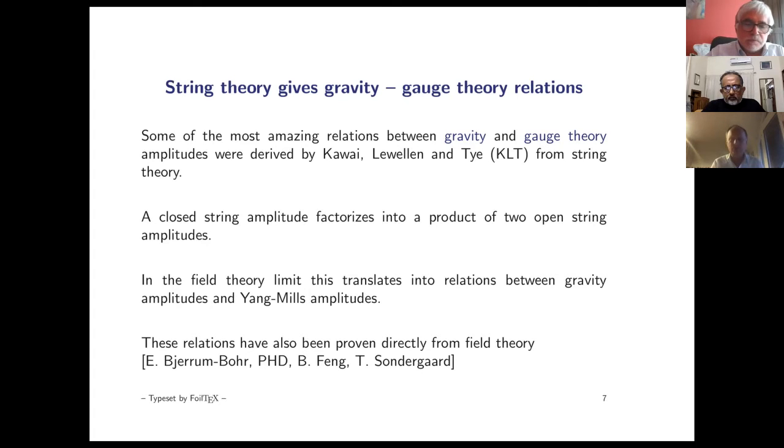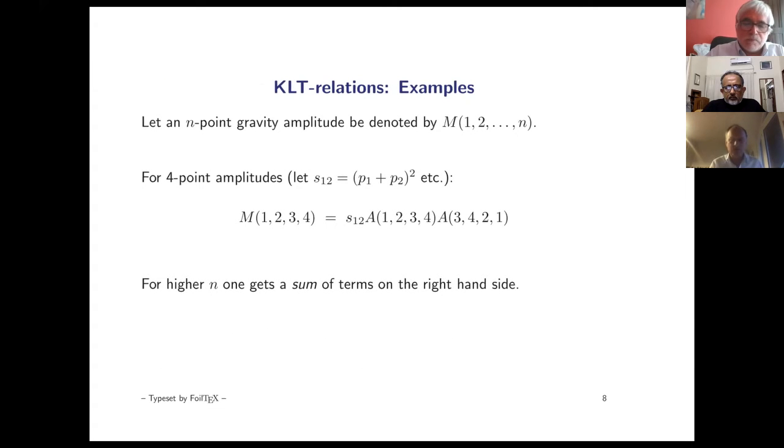So this is weird. It looks like it comes from string theory. Actually, it can also be proven directly from field theory, and this is something we did a few years ago. The names are on the bottom. And just to illustrate how that mysterious relation works, let's consider the simplest case, which is a 4-point function. Suppose we want a 4-point graviton amplitude. We call it M. It has, of course, 4 legs, 1, 2, 3, 4.